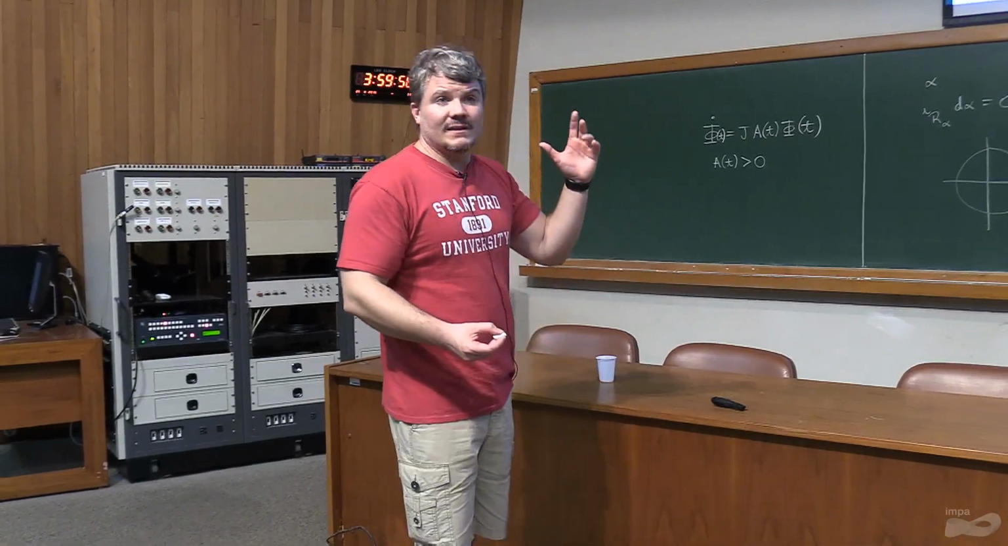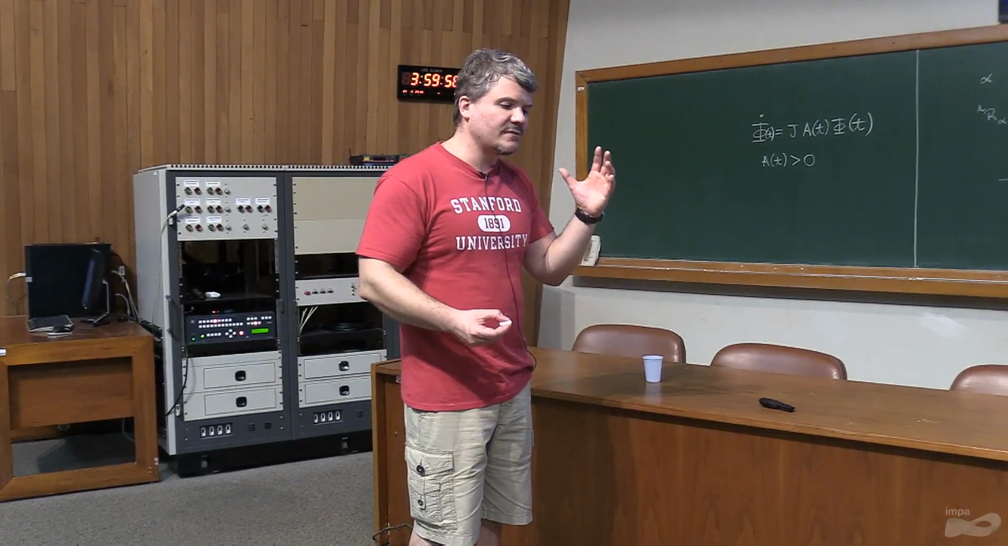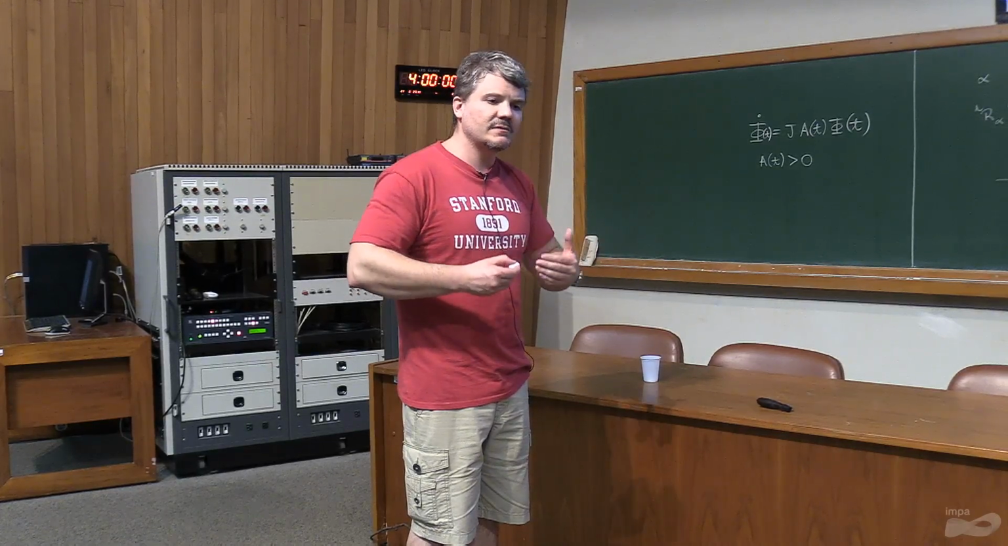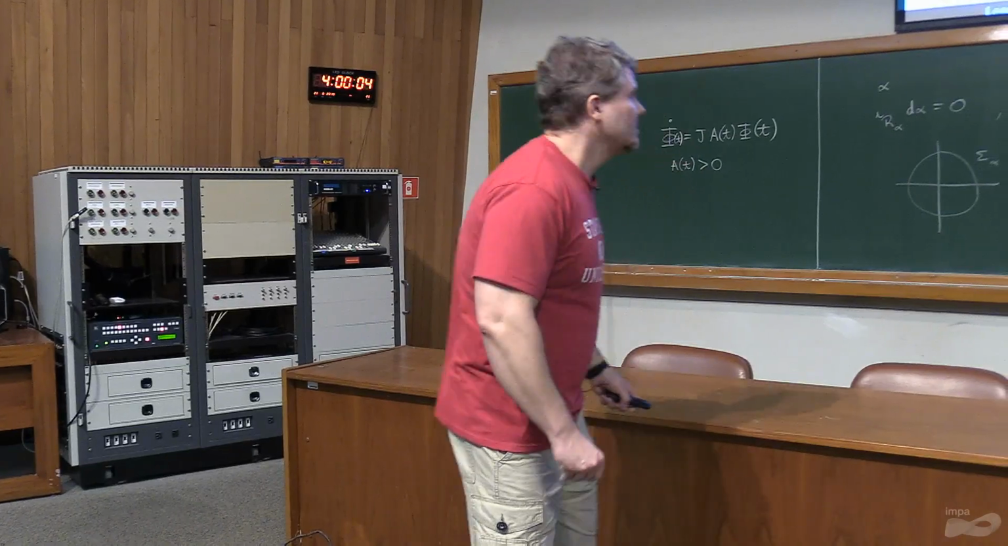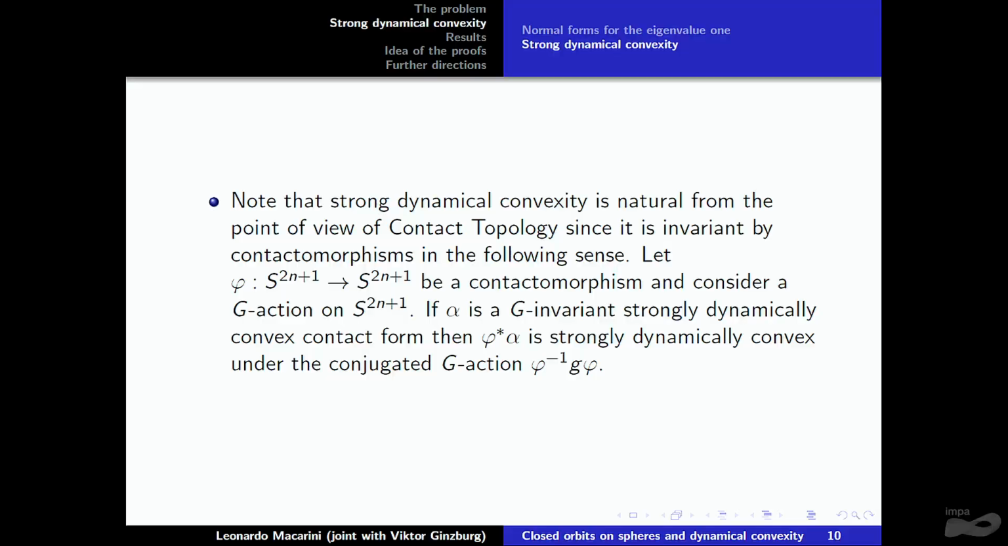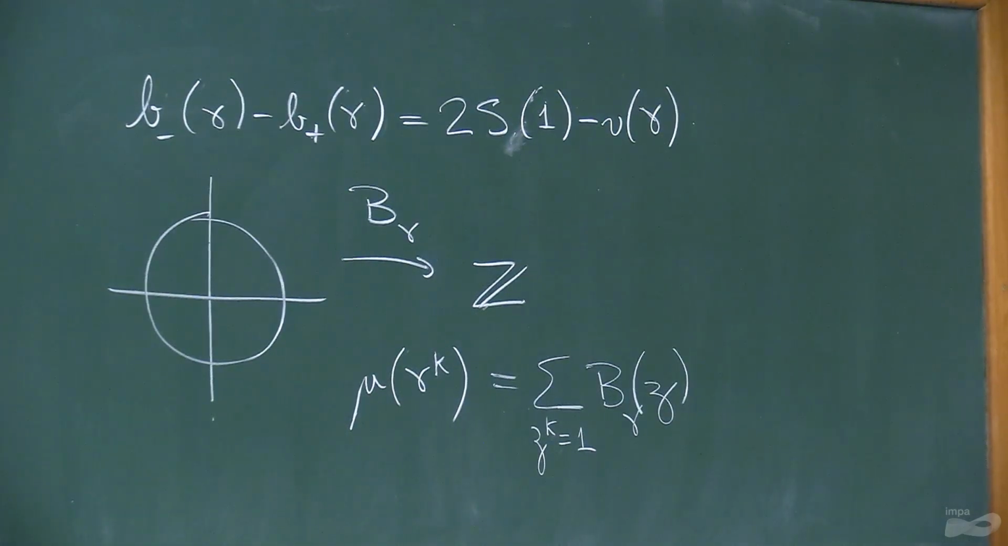Notice that in the definition of strong dynamical convexity, we have to take into account the symmetry. So we have a natural invariance in this sense, because the index plus that term is invariant by contactomorphism.